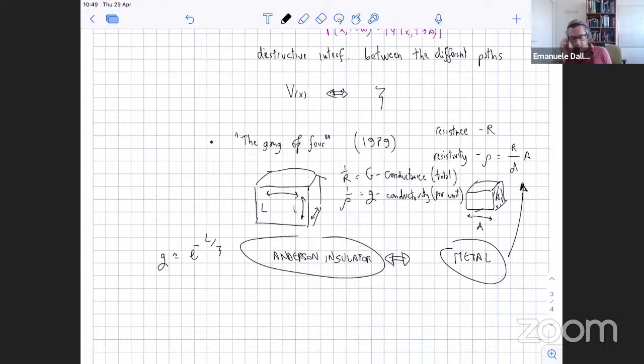Okay. And what they did basically was to write a theory, a scaling theory that connects these two limits. The assumption was that the conductivity depends only on the size of the system. And so they wrote a theory, and again, I'll give it as a homework, that connects between these two limits.